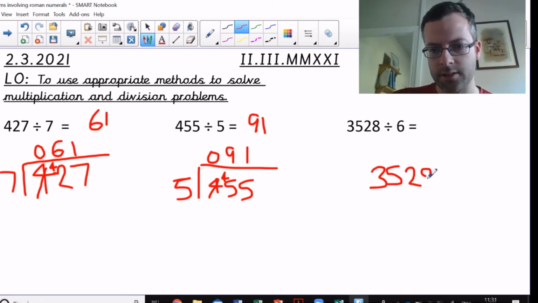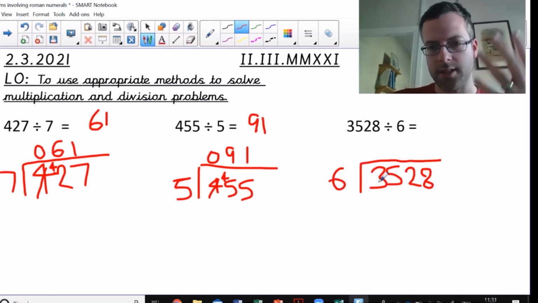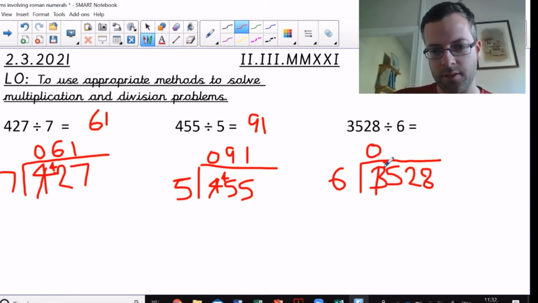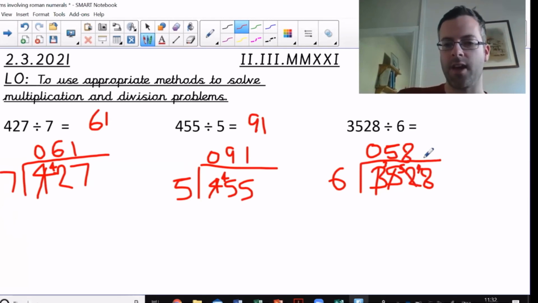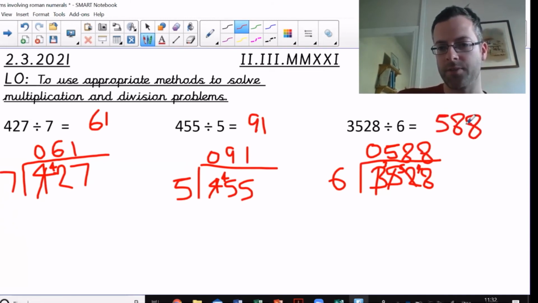3,528 divided by 6. So how many 6s go into that 3? As it would just count it as a 3, and it's none, so I carry that over to get to 35. How many 6s go into that 35? Well, there's 5 lots in 30, so then I've got a remainder of 5. How many 6s go into 52? Well, there are 8 lots in 48, so then I've got a remainder of 4. And then how many 6s go into 48? And that's another 8 lots. So my answer is 588.